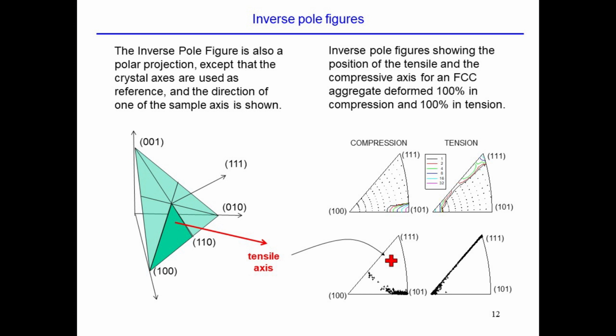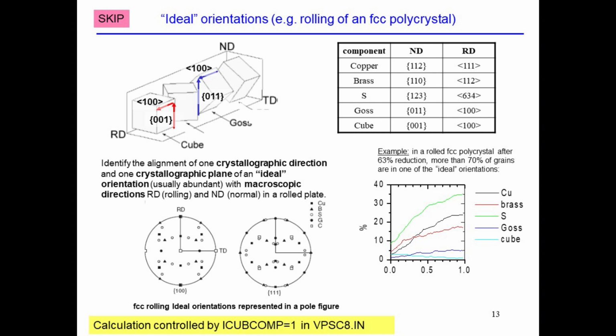Those are called texture components. This is a texture component, this is a texture component, this is a texture component. And this should be the equivalent plot using dots. You are going to do this example and the previous example today as part of the use of the code POLE.